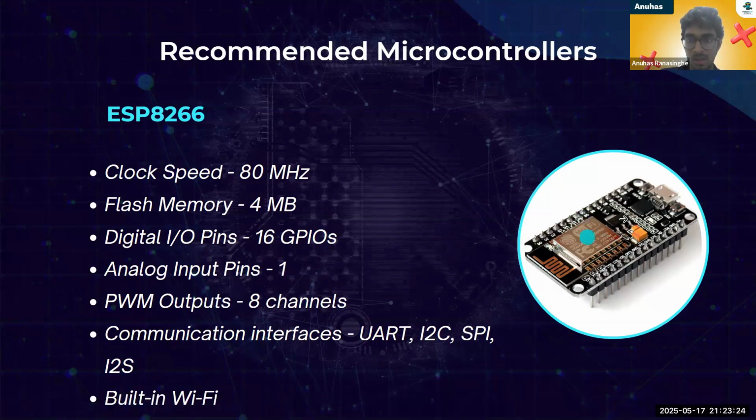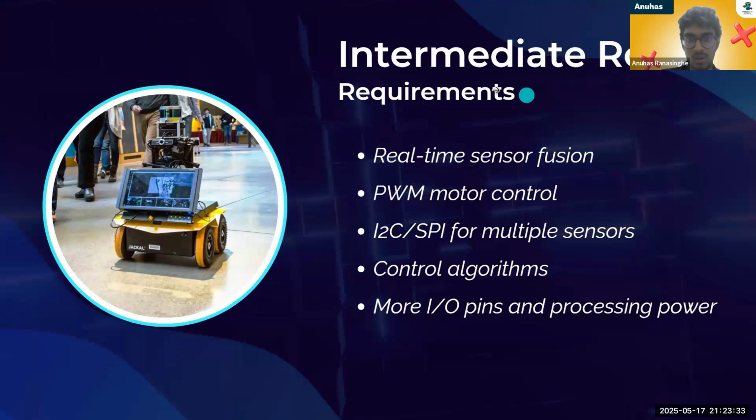So this is the microcontroller, and this is the development board that is built using this one. And then we can move on to the intermediate robots. For those robots, we need all the things that we use for the basic robots, and some additional things as well. In intermediate robots, where we are developing a micromouse or some robot like that, we need a lot of sensors. So we have to take care of real-time sensor fusion and the PWM motor controllers as well. And the other things are the same.